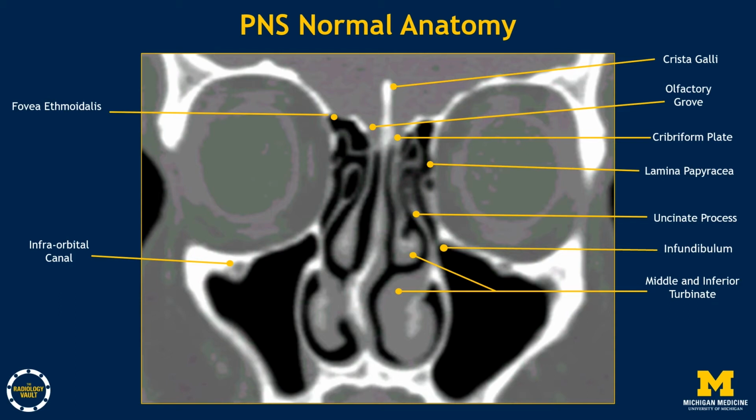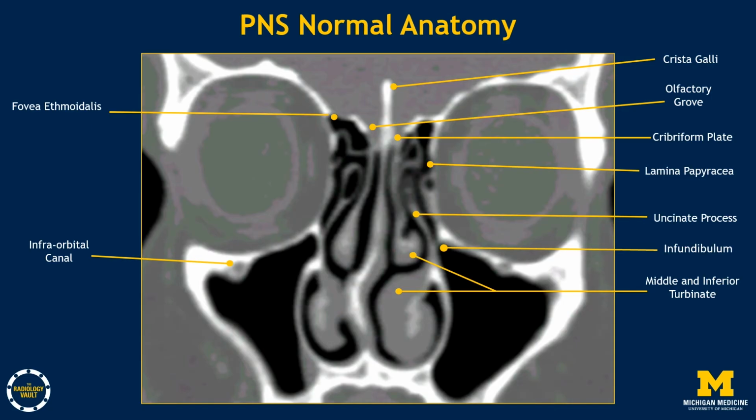The lamina papyracea are thin plates of bone which separate the orbits from the ethmoid sinuses. The uncinate process is a bony projection from the ethmoid bone, which is an important surgical landmark to define the hiatus semilunaris. The infundibulum is the opening of the maxillary sinus into the middle meatus.